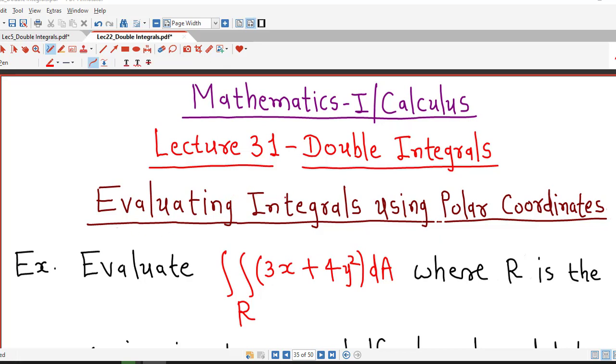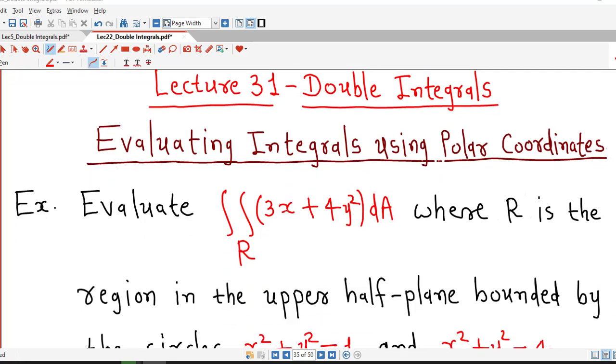In this lecture, we will do one more problem on double integrals using polar coordinates. So let's start with this problem.